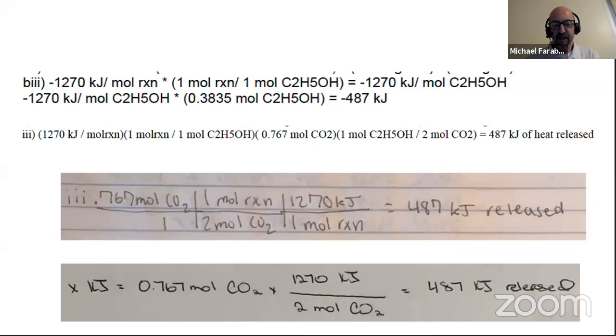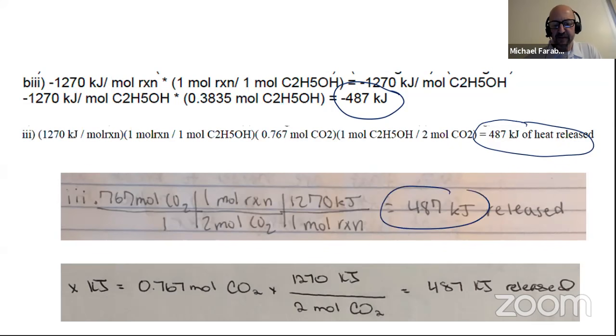All right, so here this person did it with typing their answer, looks good. I'm ignoring the minus sign, that's fine. 487 kilojoules of heat released. Again, you can see typed answers as well as handwritten answers. So these all look good. Again, just kilojoules over moles of CO2.